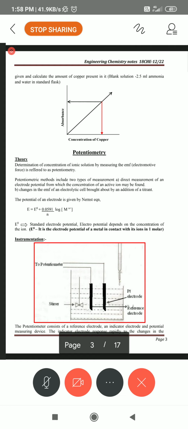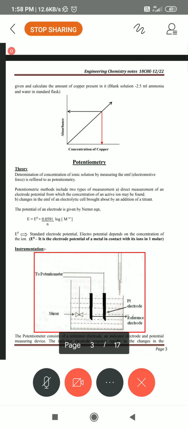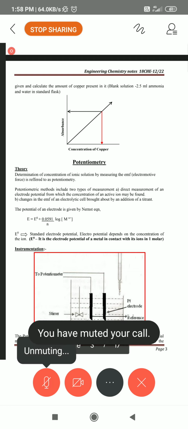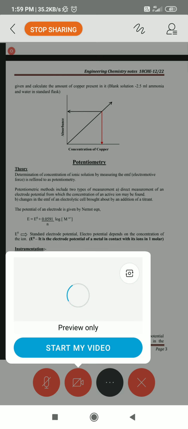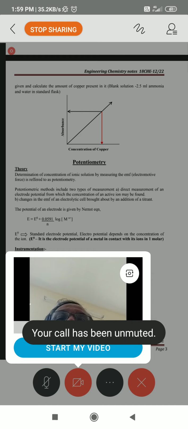So chemical analysis through the measurement of absorbance of light radiations in the visible region of the spectrum, that is 400 to 700 nanometer, with respect to known concentration, we can call the colorimetry experiment. So this is for the colorimeter experiment. I think you got what we explained.